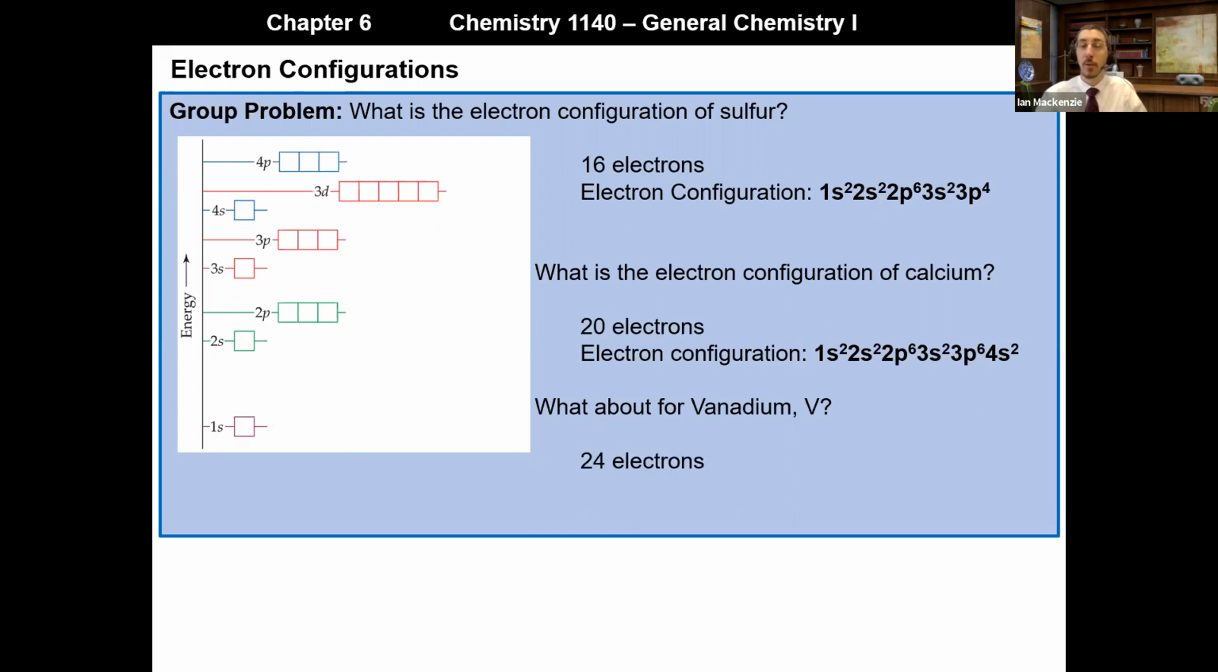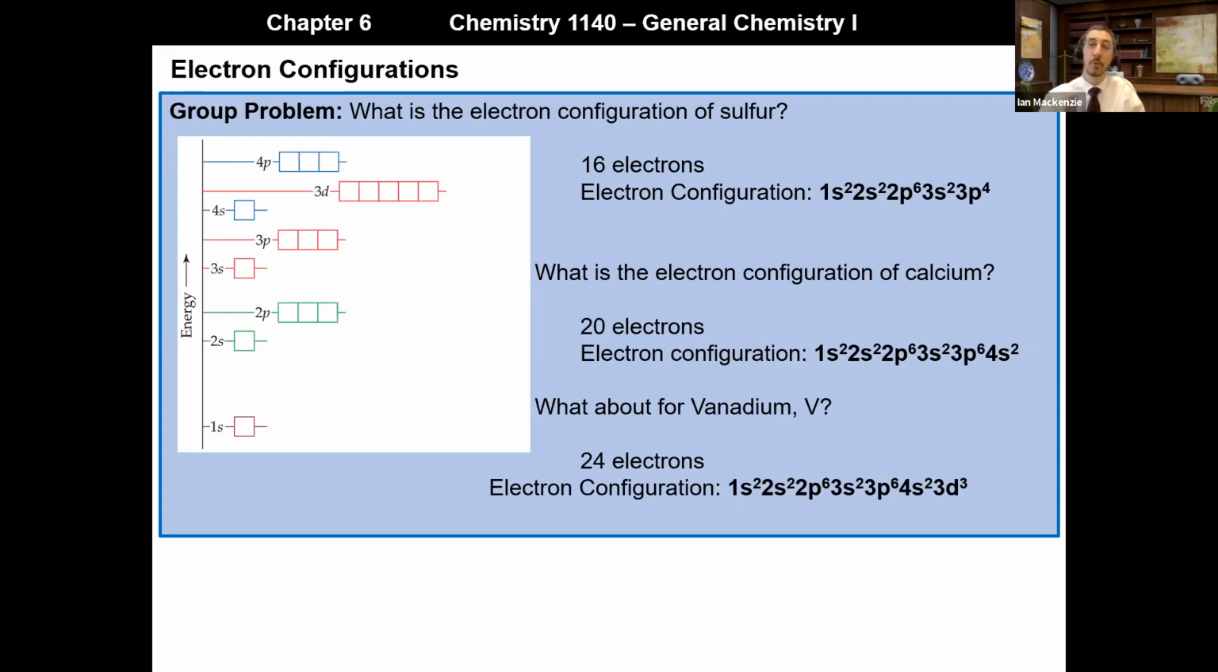Vanadium has 24 electrons. We treat it the same way. Here we just work our way up. And you'll notice here that now we start to get into the d orbitals. We now have enough electrons to get all the way up to the 3d. And if we were thinking about how those were arranged in the d orbitals, there are 5 d orbitals. They're all at the same energy.